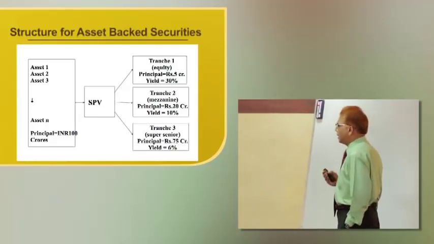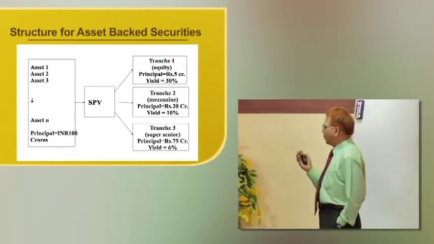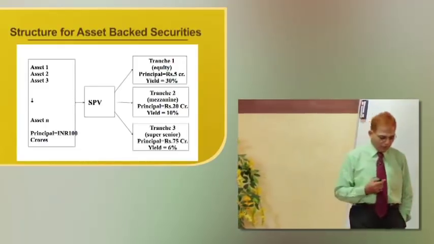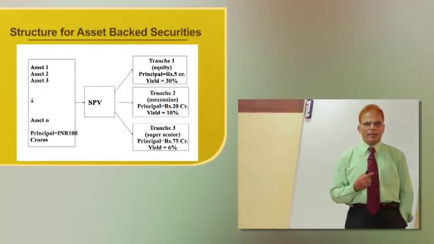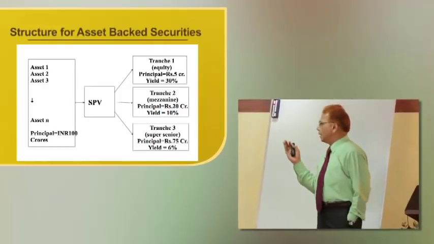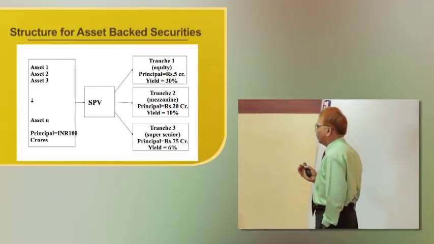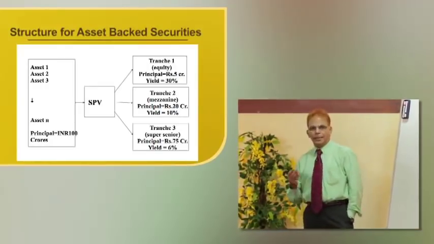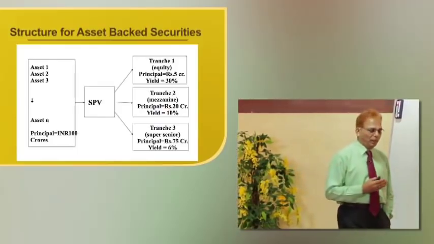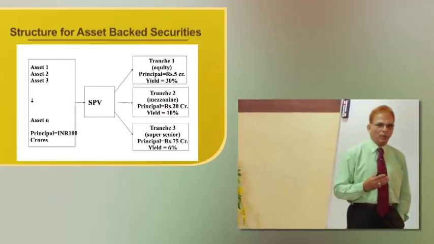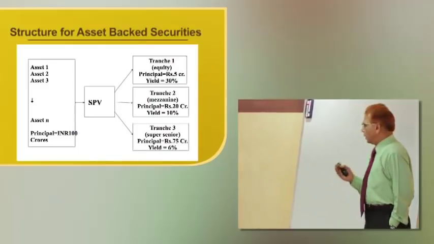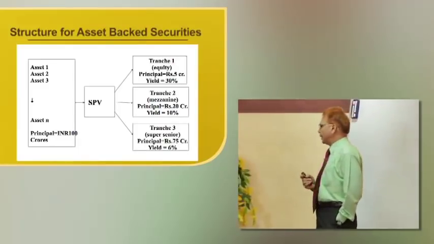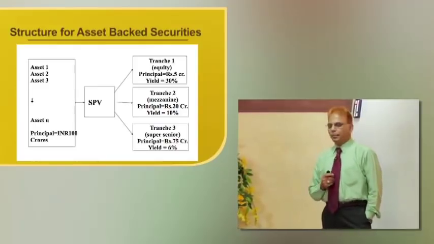So tranche 1 is basically equity with a principal of 5 crores, and the yield will be the highest amongst the 3 tranches, because this tranche is the one which will get the money last, at the end, in case of any problem in the repayments of those obligations. And tranche 2 is known as mezzanine, which has a principal of 20 crores and the yield is 10%.